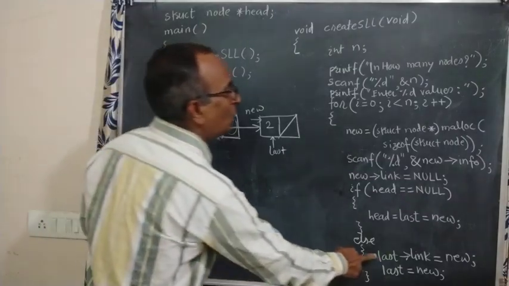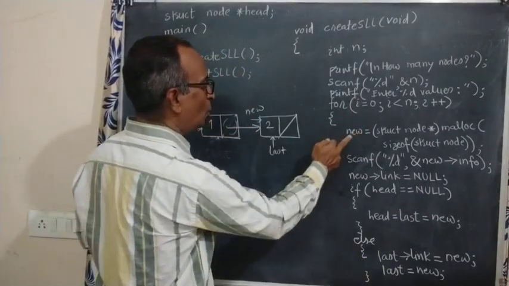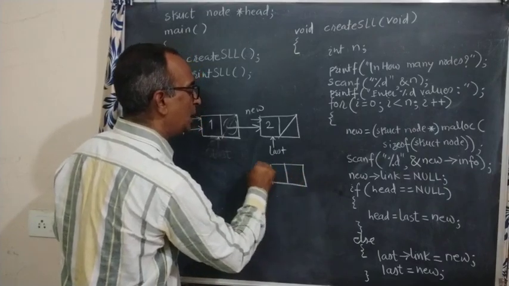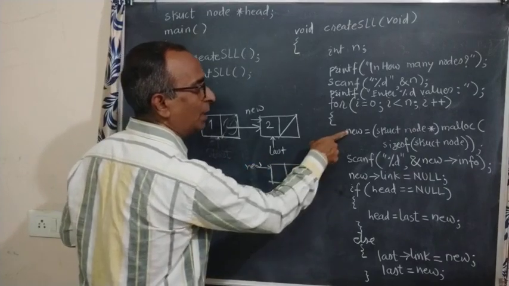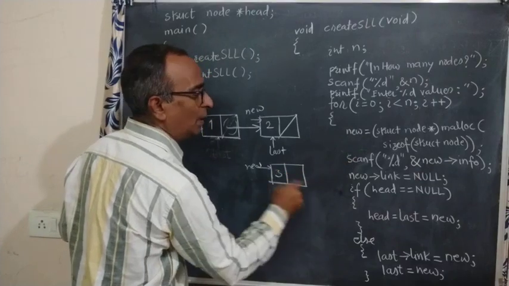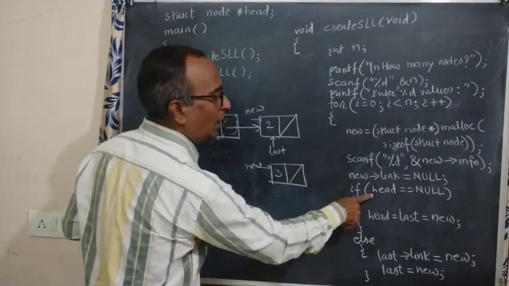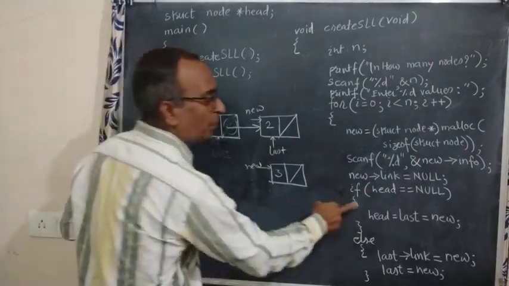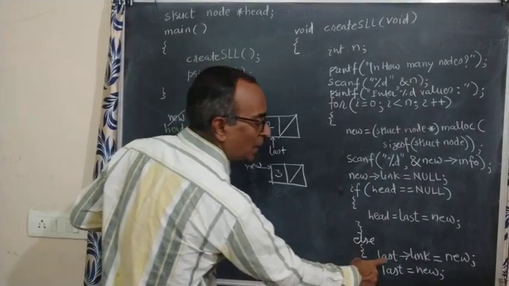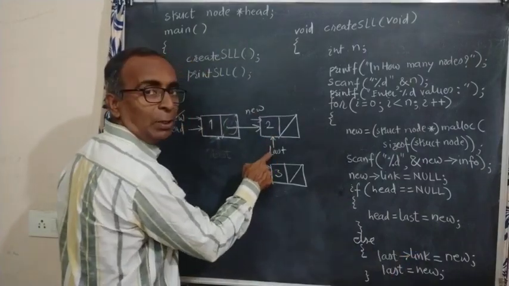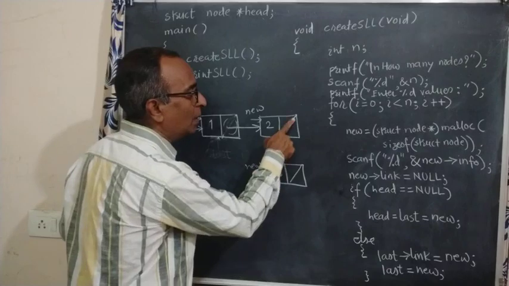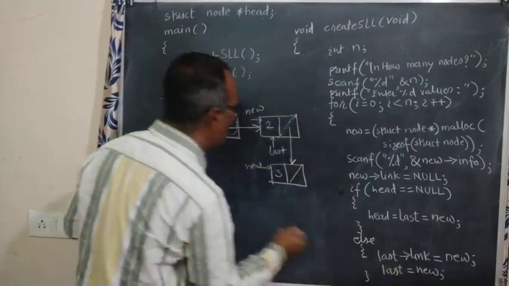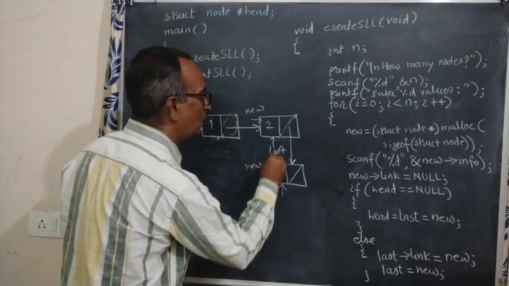Now when it goes for the third time, a new node is created. This is pointed to by new by this statement. Scanf the information field. New's link set null. Is head null? No, head is not null. Head is pointing to something. Then it will go to the else part. Last link, this is last, pointing to last. Last link you are setting. This is given new, which means this will point now to this node. And new is given to last, which means now last will point here.